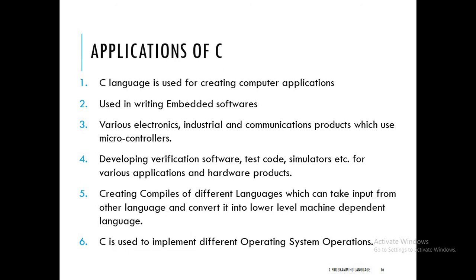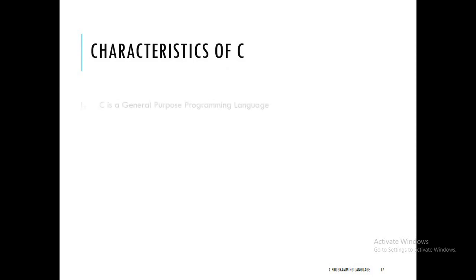C is used to implement different operating system operations. And then the Unix kernel is completely developed in C programming language. So these are the applications of C programming language. Next, characteristics of C language.